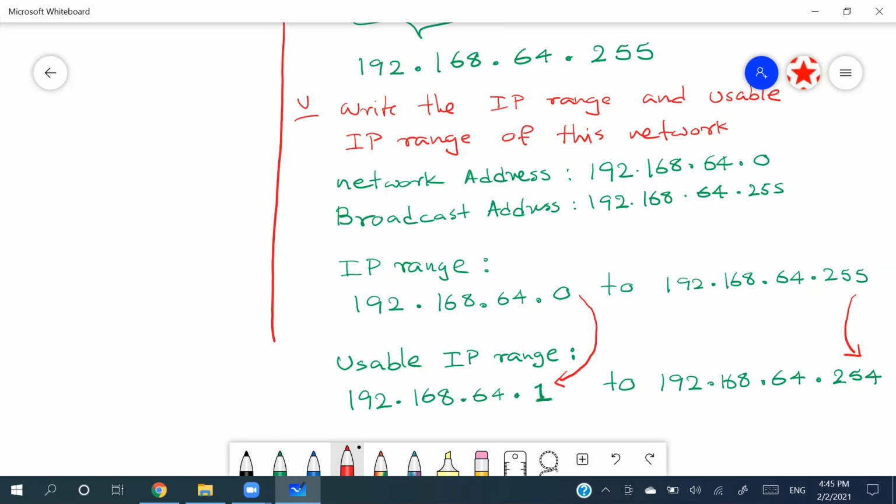So like from 1 to 10, there are 10 numbers. So likewise, 1 to 254, there are 254 devices that we can name.